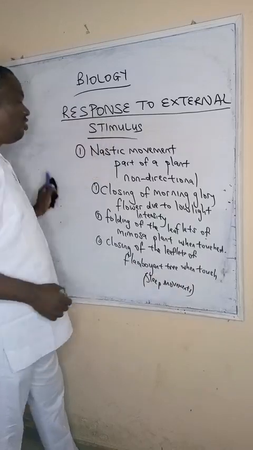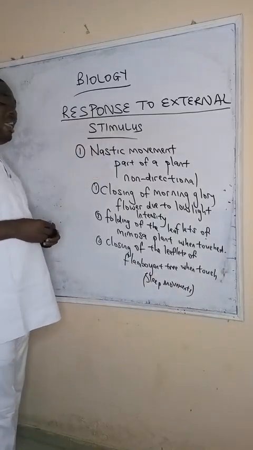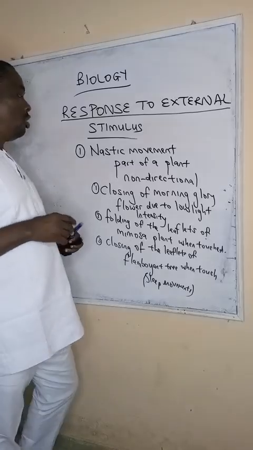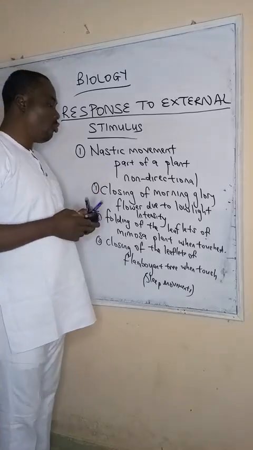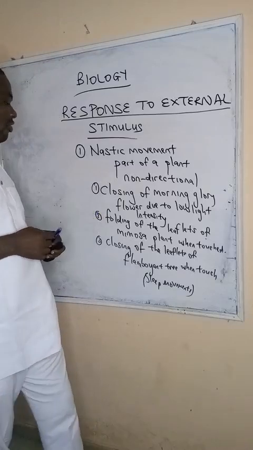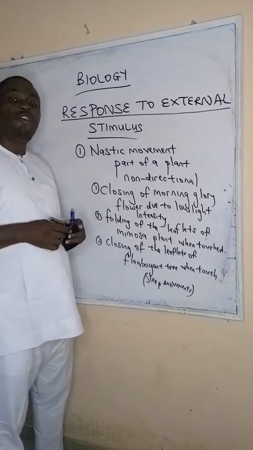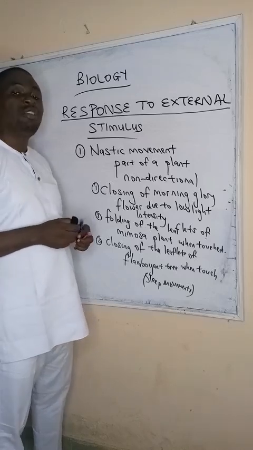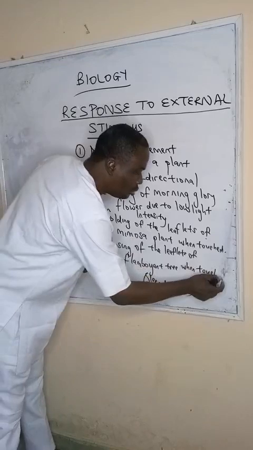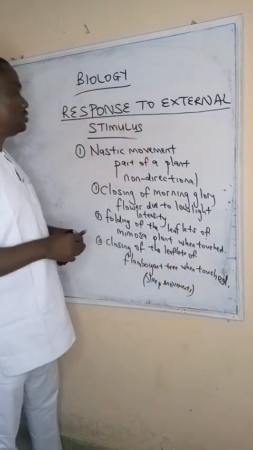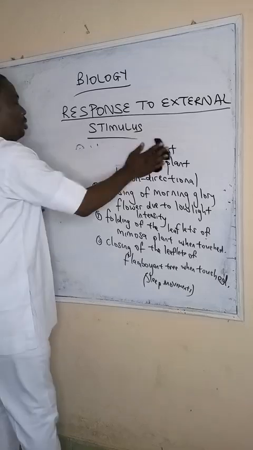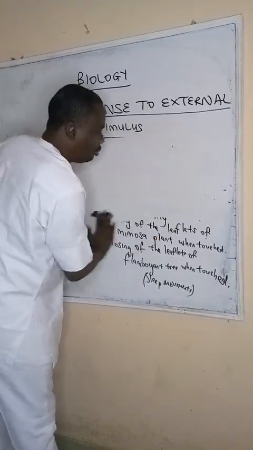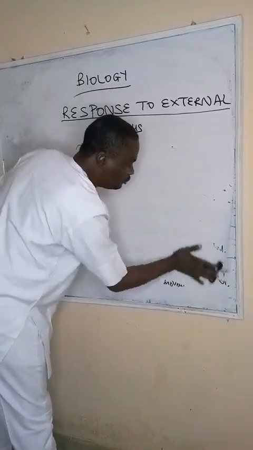So all these responses are to non-directional stimulus: closing of the morning glory flower due to low light intensity, folding of the leaflets of the mimosa plant when touched, closing of the leaflets of the flamboyant tree when touched. So this is nastic movement, in response to a non-directional stimulus.